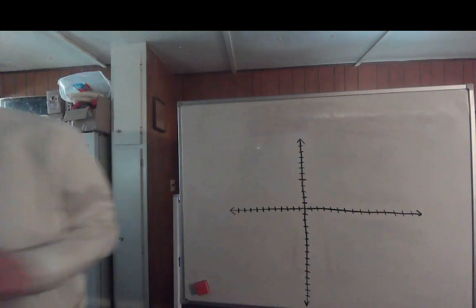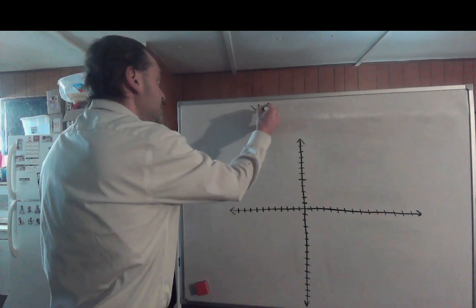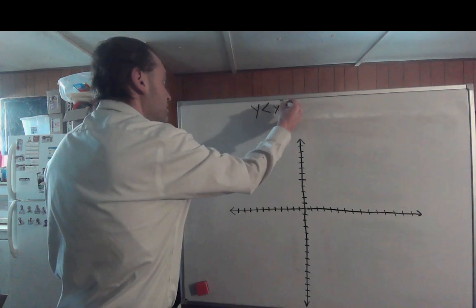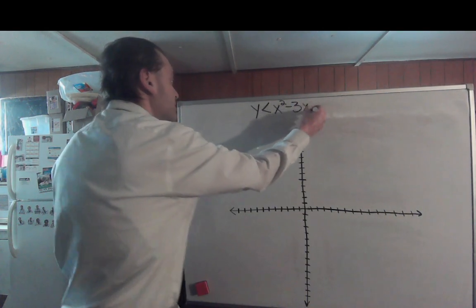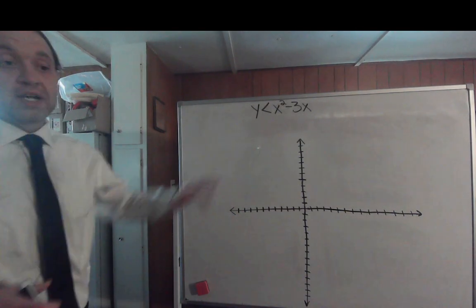What's next? y is less than x squared minus 3x. So y is less than x squared minus 3x.